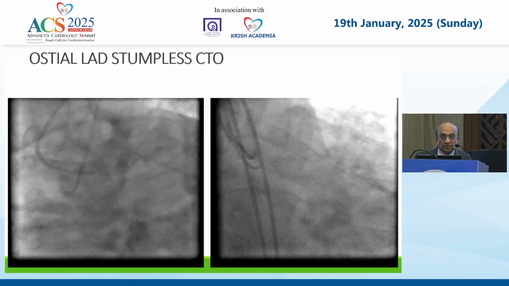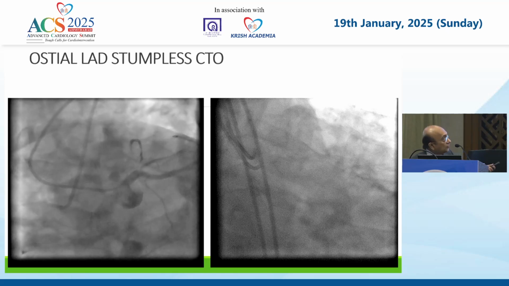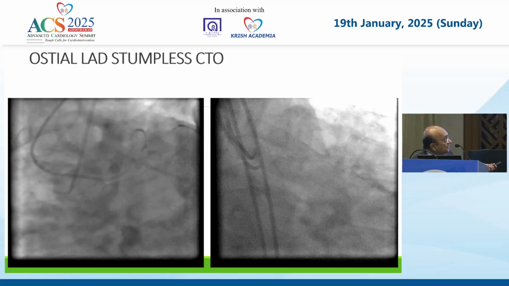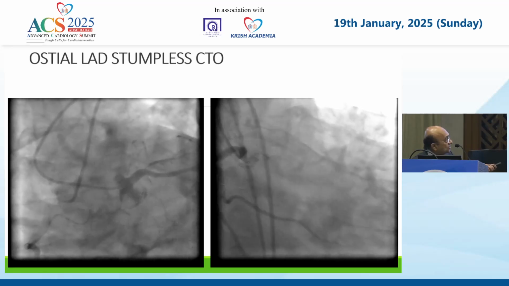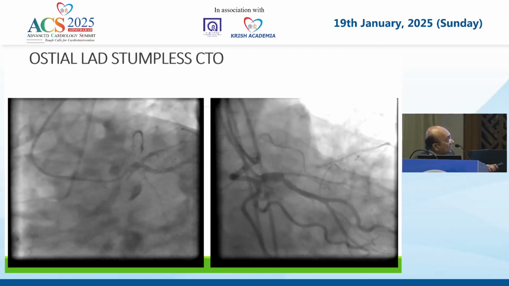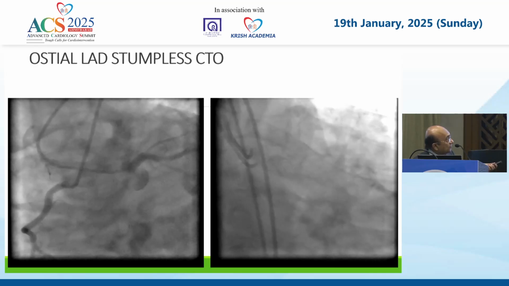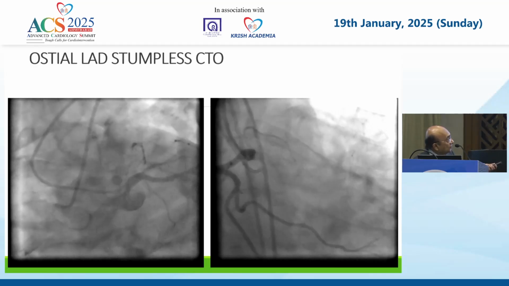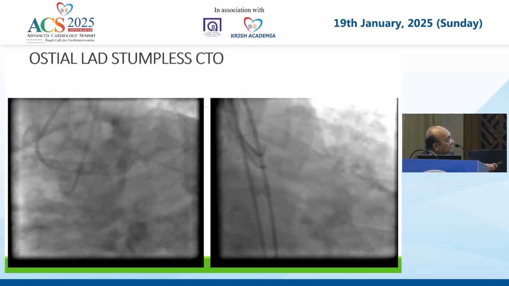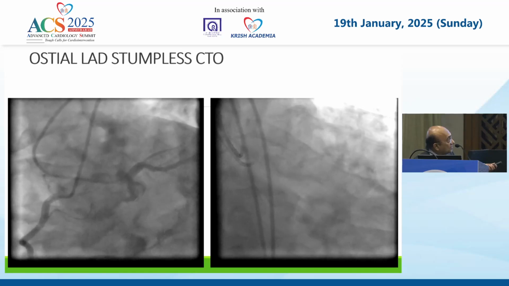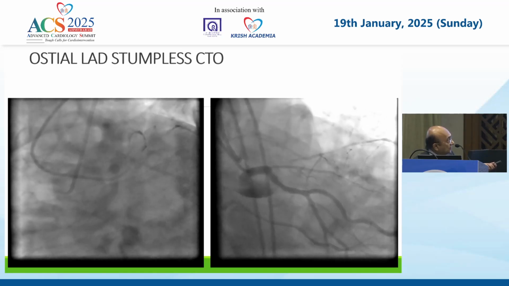So let me show you an example of parallel wire technique. This is a stumpless CTO of the LAD. I can't see anything. So there are 2 ways to approach this. A, either completely retrograde. B, I use an IVUS and try to find out where the carina is, and if the carina is found, then I find that is the suspicious area where the LAD could be arising, and try to penetrate under the guidance of IVUS.